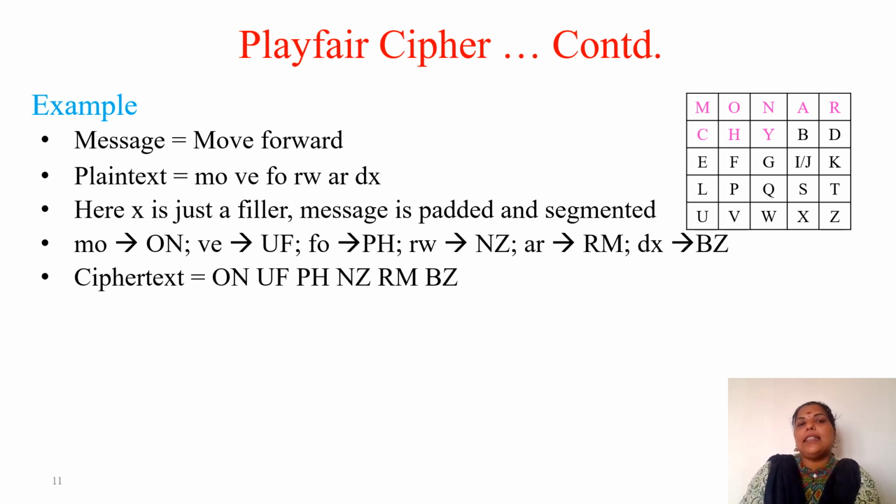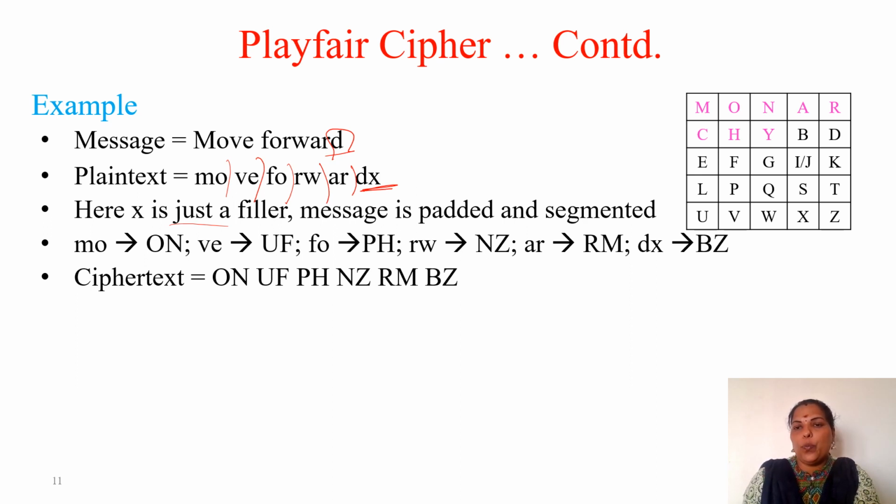Here you can see the message, that is plain text, is move forward. So what is the first step? We have to divide it into pairs. So MO, VE, then FO, RW, AR, and D, where we have a single letter. So we have to add a filler X. Here X is just a filler; the message is padded and segmented. Then we can apply the rule.